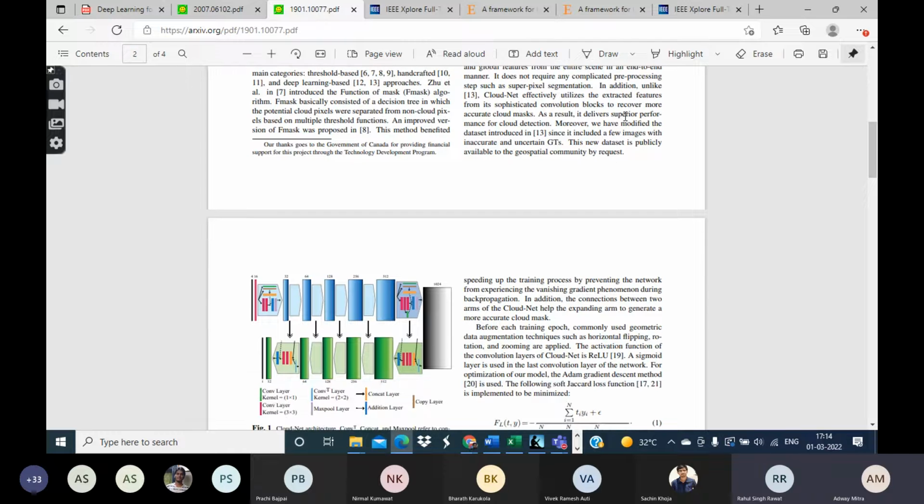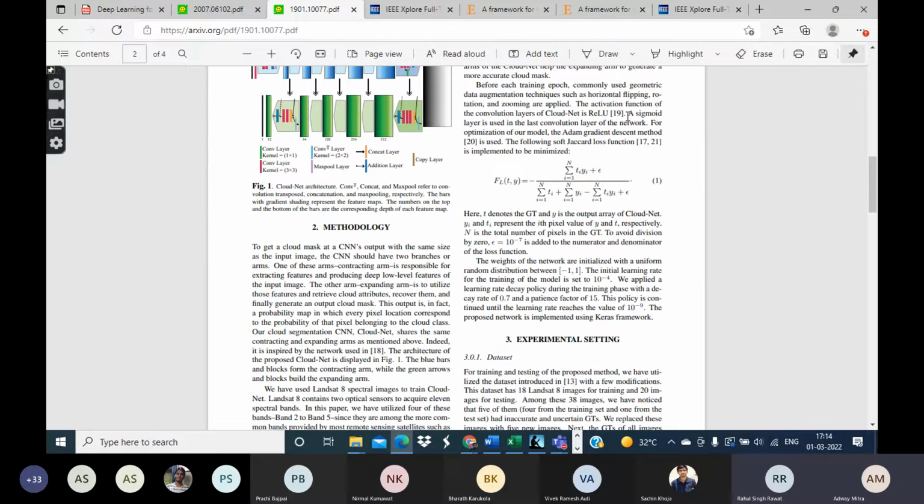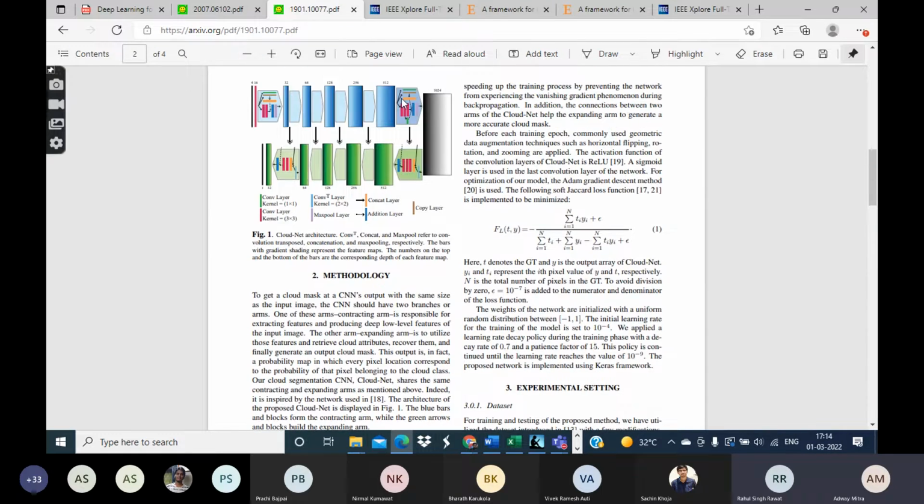As a result, it delivers superior performance for cloud detection. Moreover, we have modified the dataset and so on. Okay. So fine. So let us come to the methodology. So this is what their network looks like.